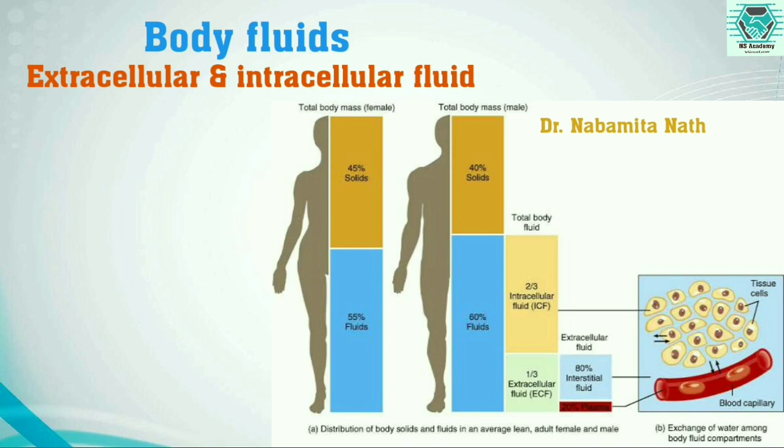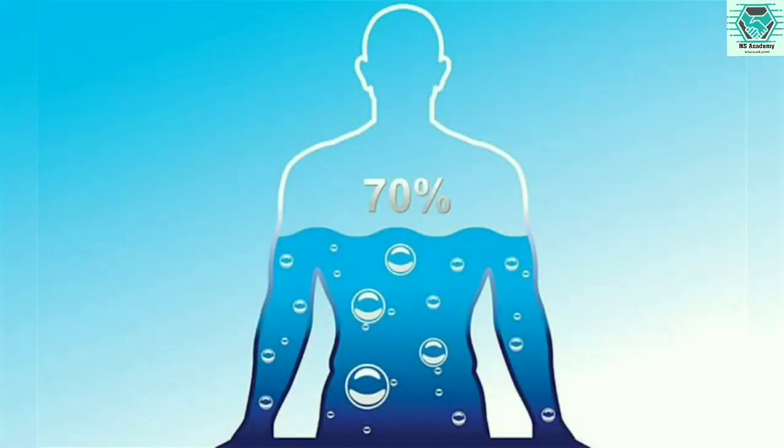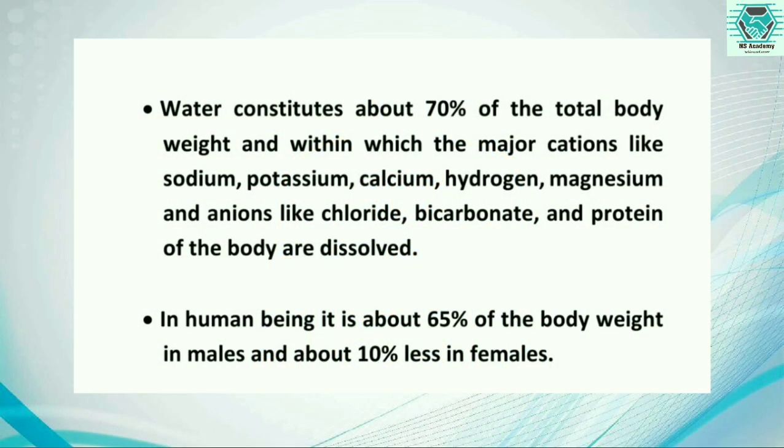In today's video, I will discuss body fluids. We know that water is the most vital and at the same time the most abundant component of the human body. It constitutes about 70% of the total body weight, and within it the major cations like sodium, calcium, hydrogen, magnesium and anions like chloride, bicarbonate and protein of the body are dissolved.